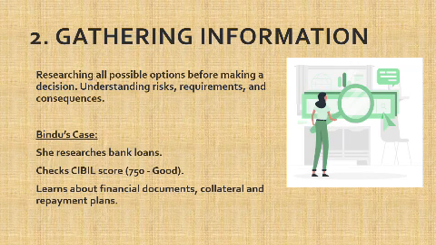The second step of the decision making process is gathering information: researching all possible options before making a decision, understanding risks, requirements and consequences. In Bindu's case, she researches bank loans. She checks her CIBIL score. She has a CIBIL score of 750, which is considered a good score. She learns about the financial documents, collateral and repayment plans.